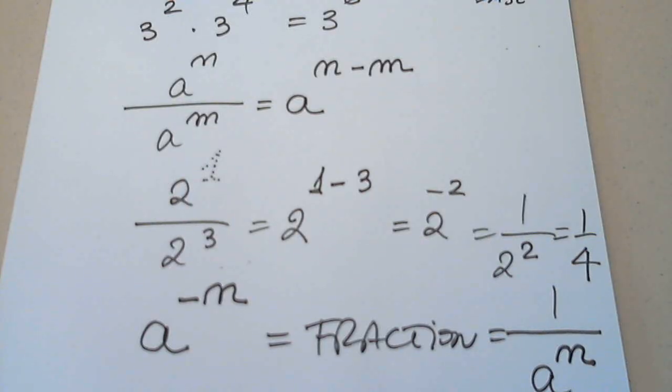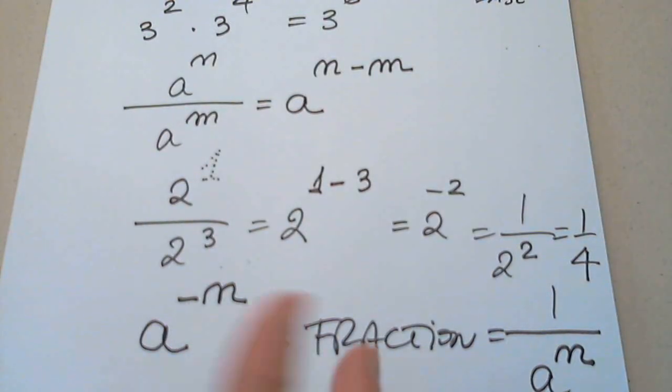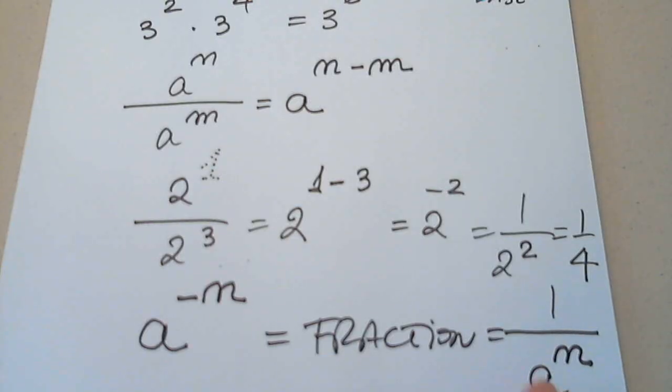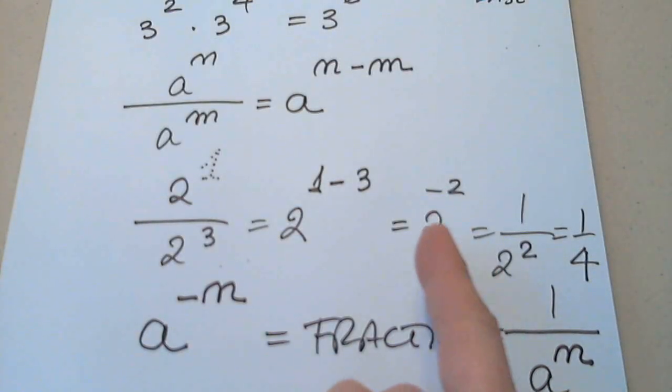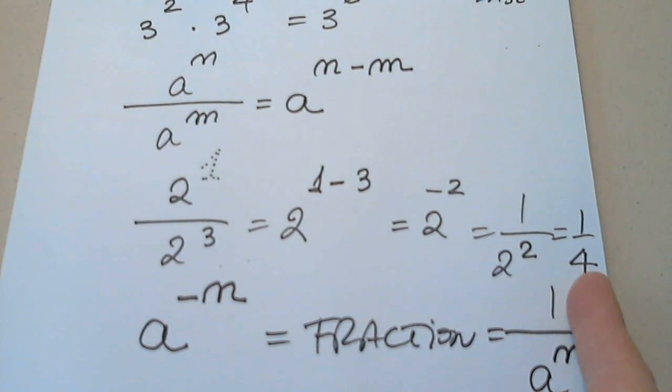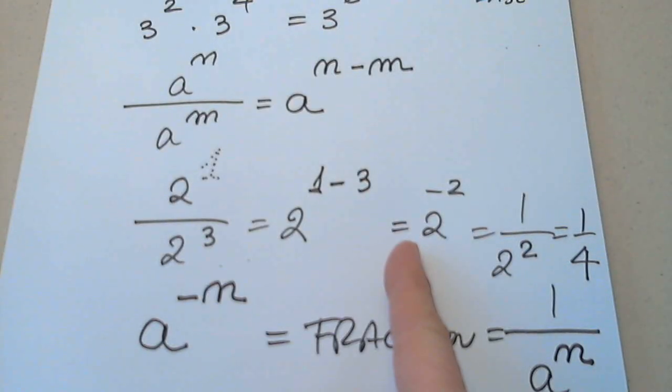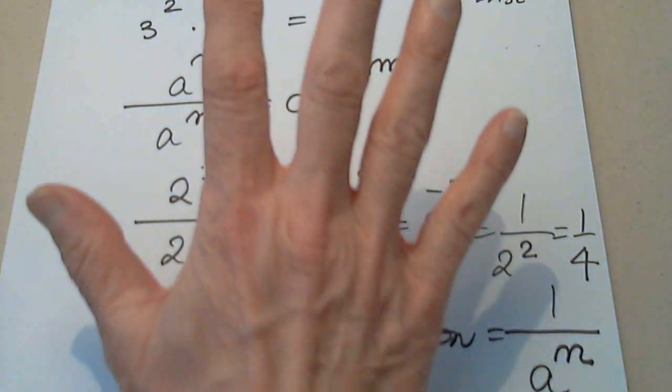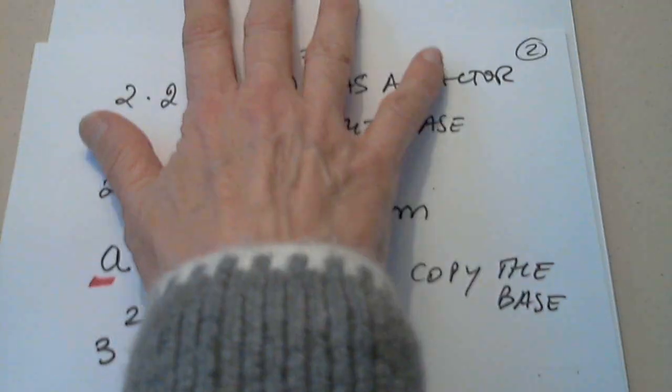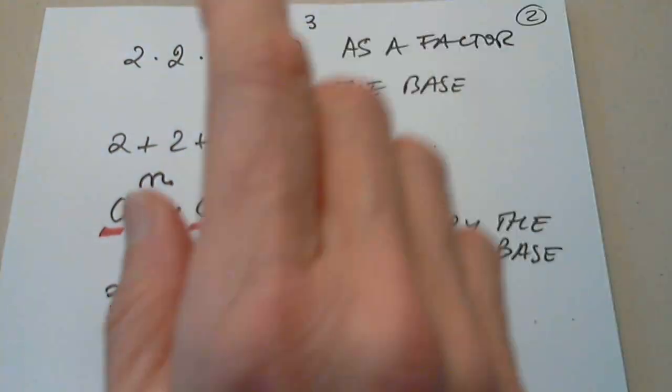Okay, let's recap for a second. Of course, back and forth. You can write this as this. You can write 2 to -2 as this, and you can write 1 over 4 as this. They are the same. So let's look at these 3 rules. We have more rules in a minute.